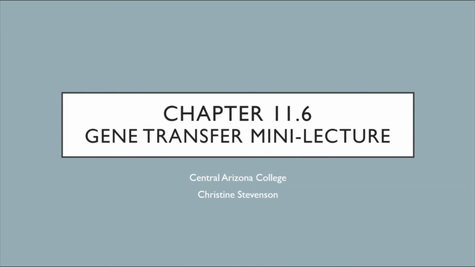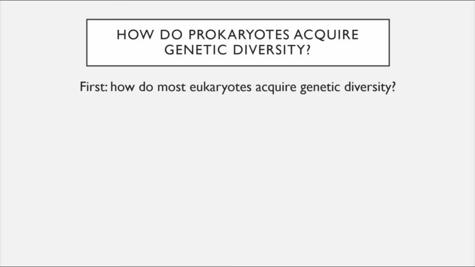Now, in the very last part of this lecture, we are actually going to take a step back and look at a section of Chapter 11 that we didn't cover in our Chapter 11 lecture. And the reason why is because we couldn't really wrap our heads around this until after we talked about viruses. Chapter 11, Section 6 is all about how prokaryotes acquire genetic diversity. Genetic diversity is important because it provides a species with robustness.